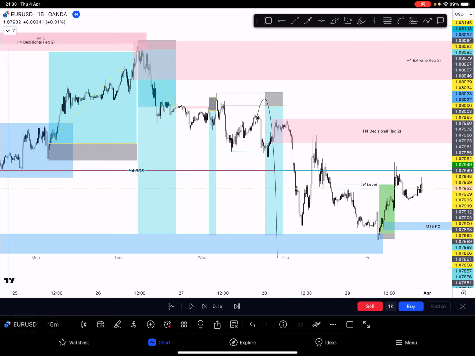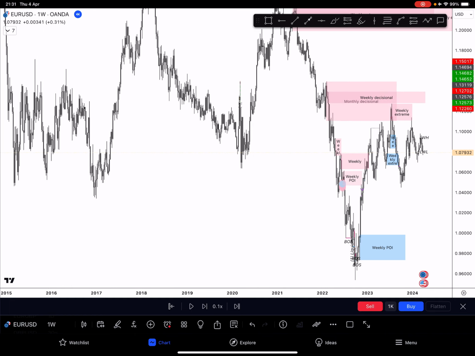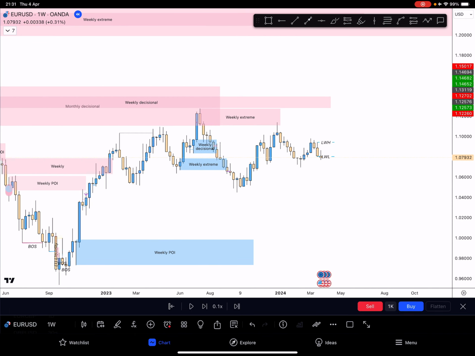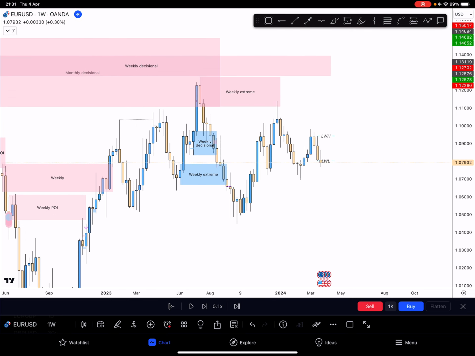So let's start from the start, right? I'm going to go from the weekly. The weekly time frame is very important. I'm not going to go too much into details why it's important. I'll just give you the most important thing.